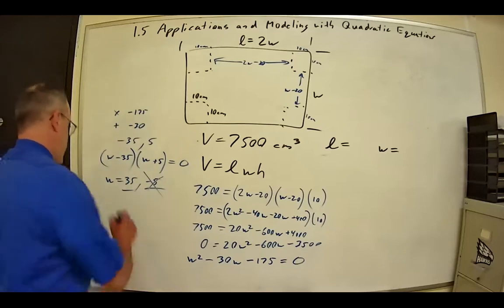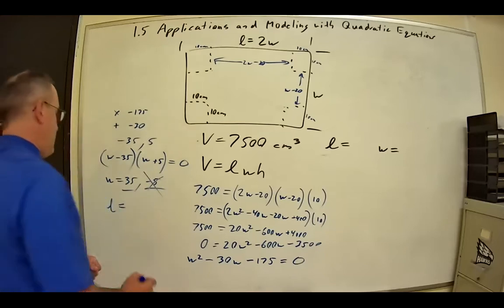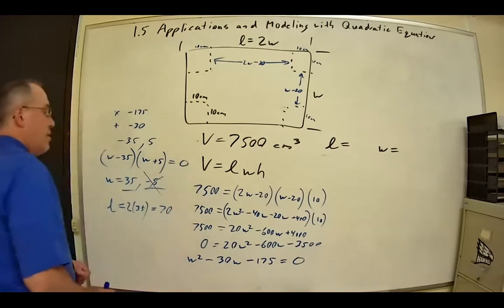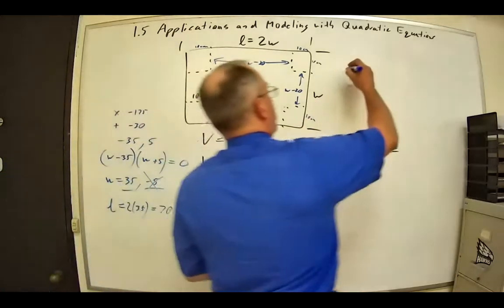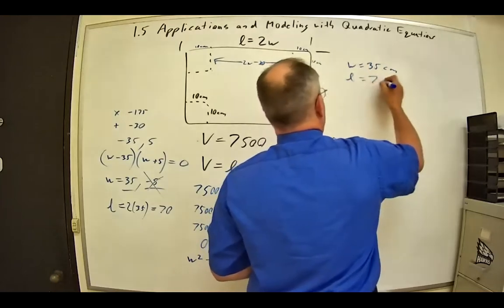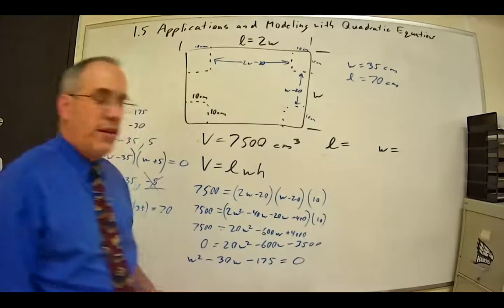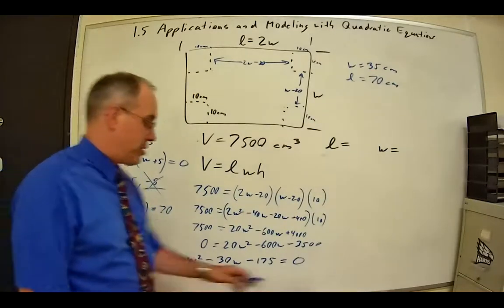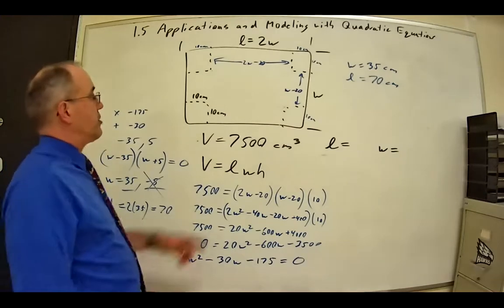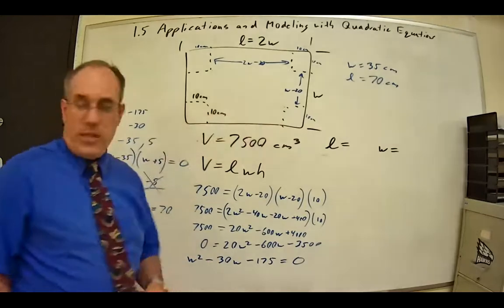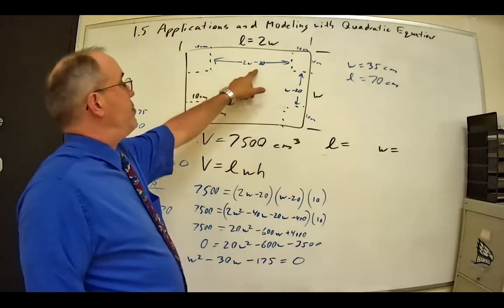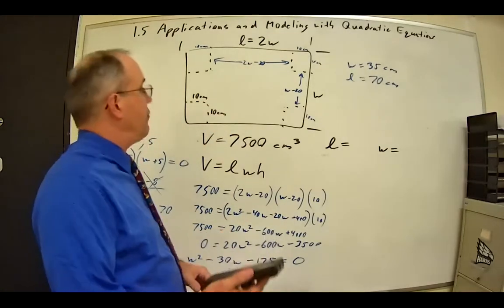And then the length is equal to 2 times that, 2 times 35, or 70. So we have W equal to 35 centimeters and L equal to 70 centimeters. Now, let's see if that actually works, or if we made a mistake along the way. So we know that these are correct, so let's see what happens. So 70 minus 20 is 50. So I have 50.